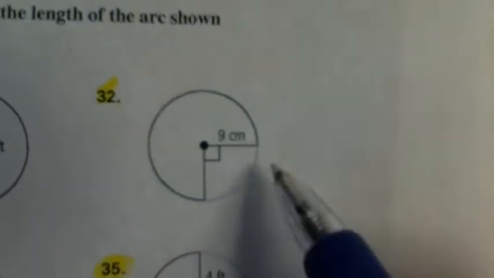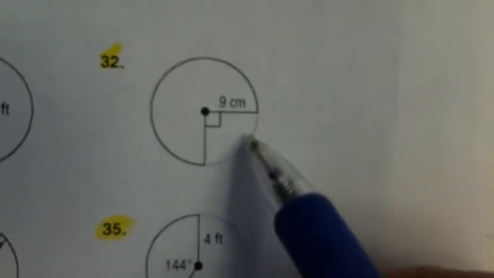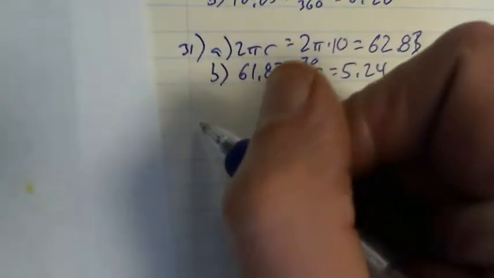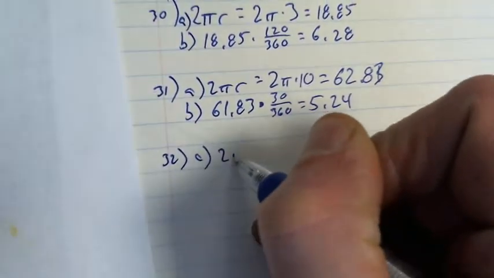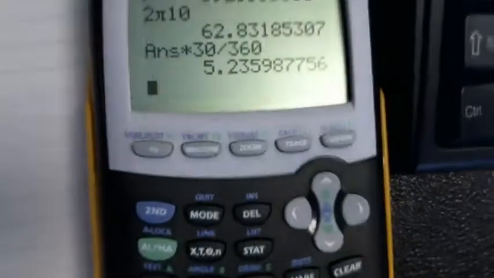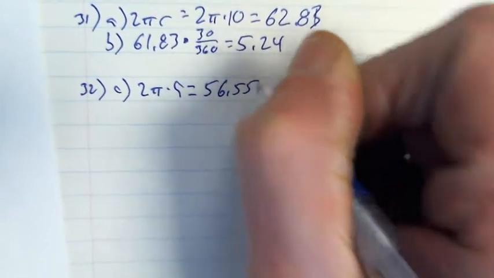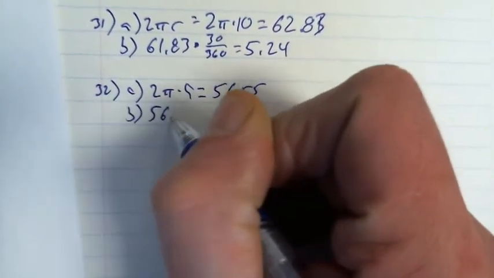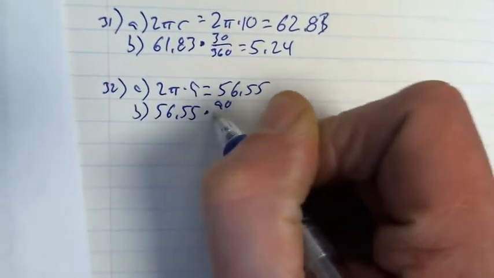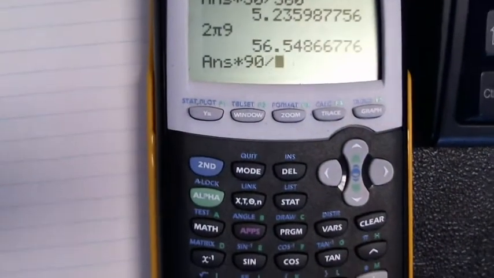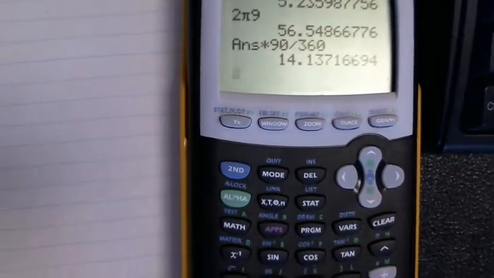Number 32, looking for this. This is obviously a quarter of this all the way around, but we'll do it out. 2 pi times 9 is 56.55. We'll take that 56.55, multiply it by 90 over 360, which is just divided by 4, but we'll do it. 14.14.